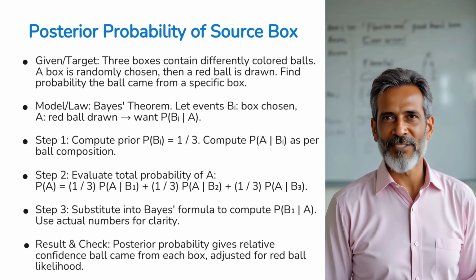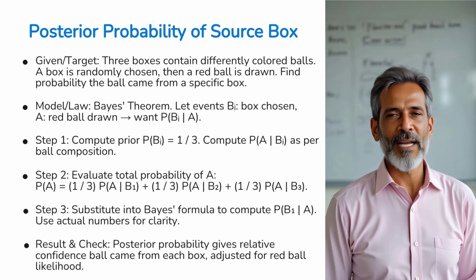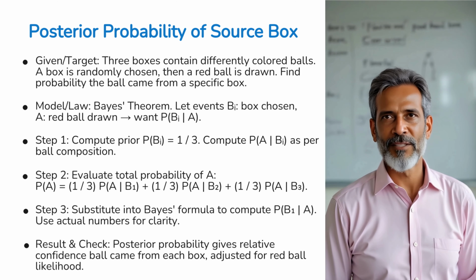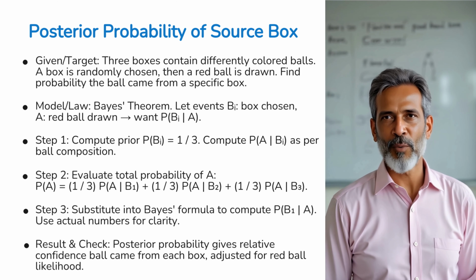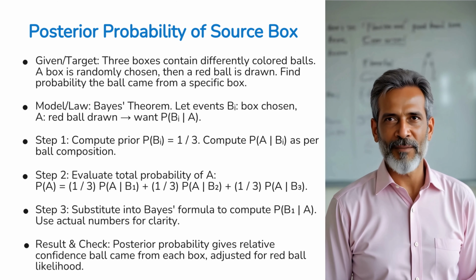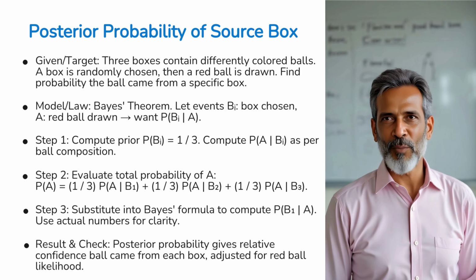Let's tackle another example with 3 boxes, each containing balls of different colors. Imagine you choose a box randomly, then pick one ball from it and find that it's red. What is the probability that this red ball came from a specific box? That's exactly what Bayes' theorem helps us find, the posterior probability of the source box given the red ball.